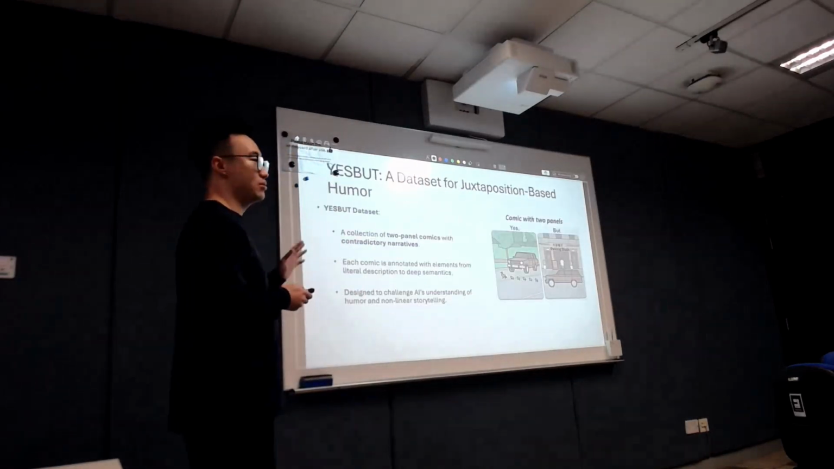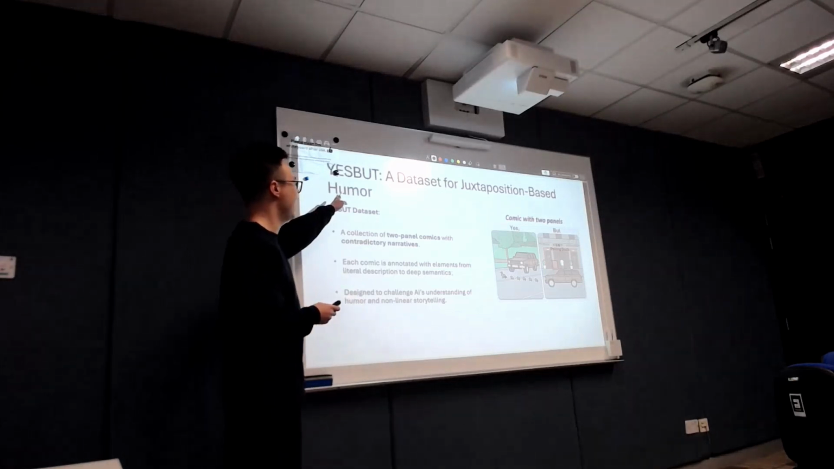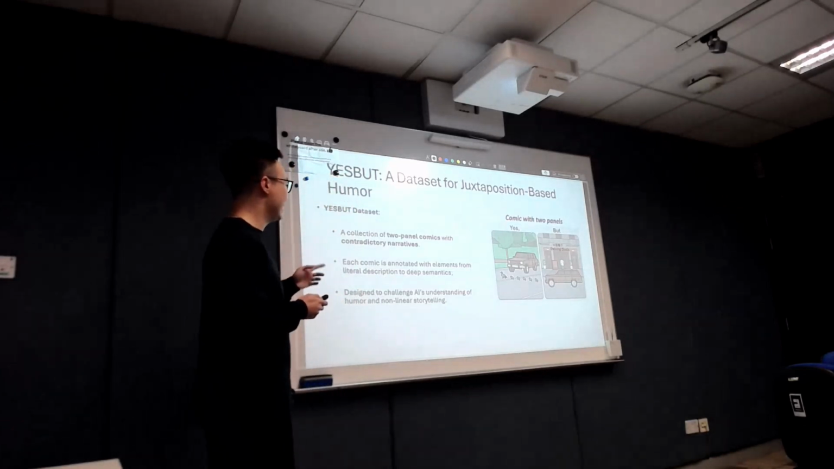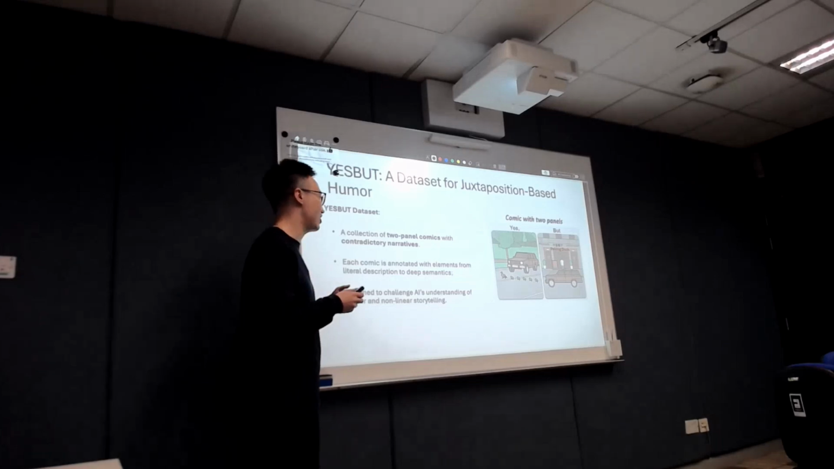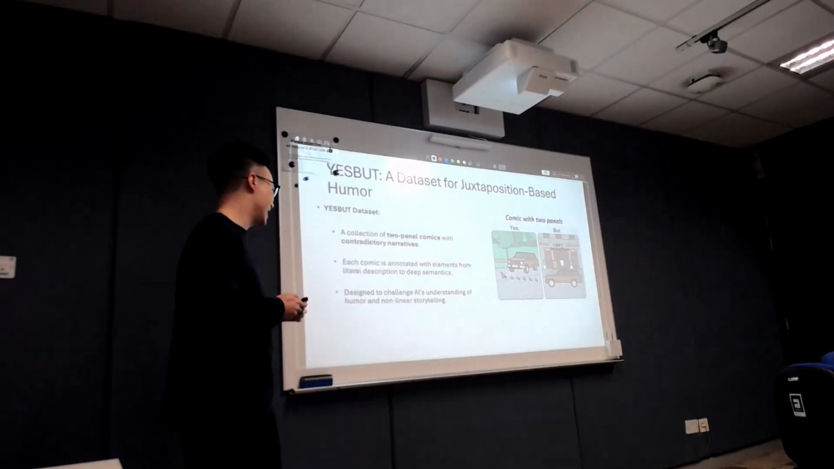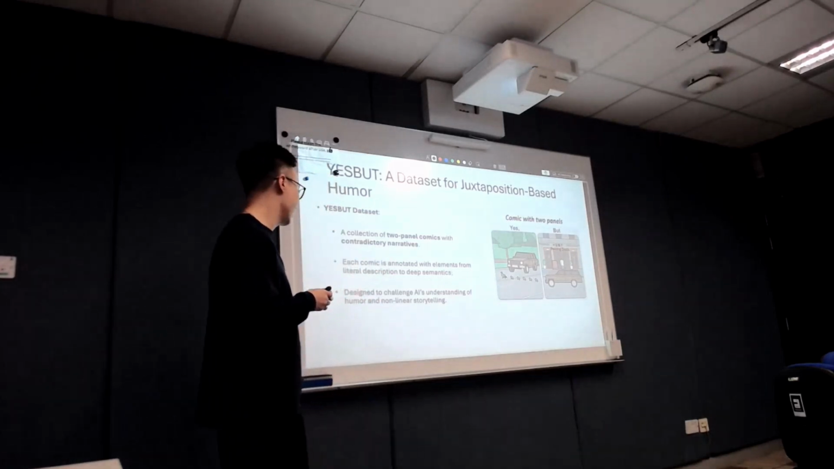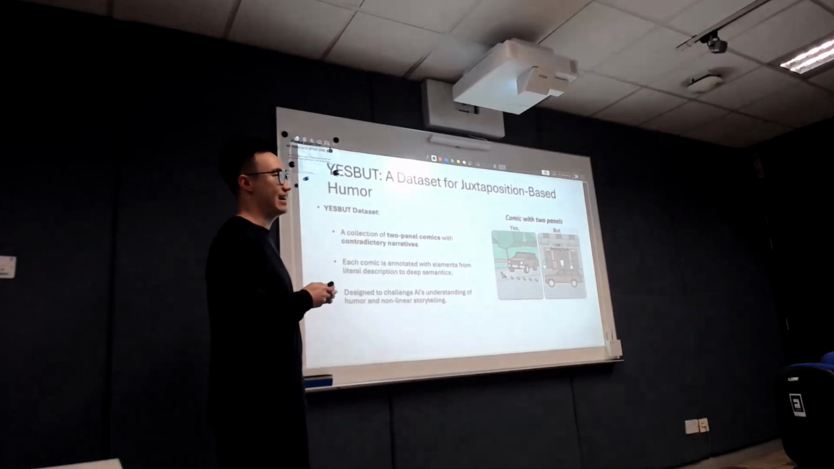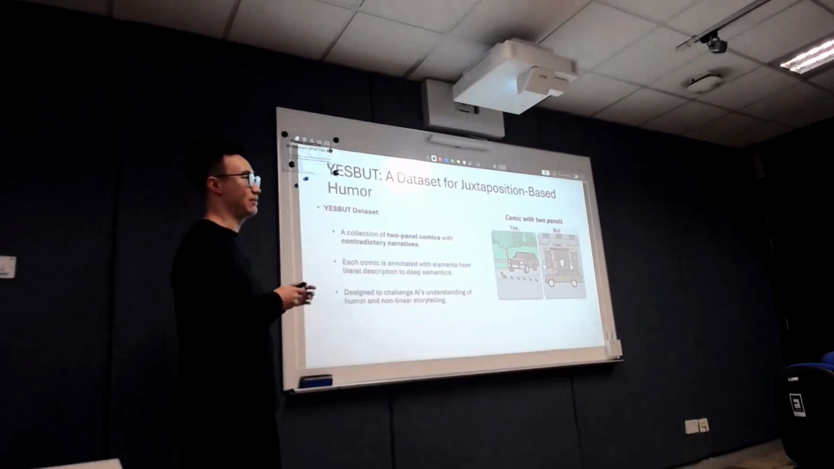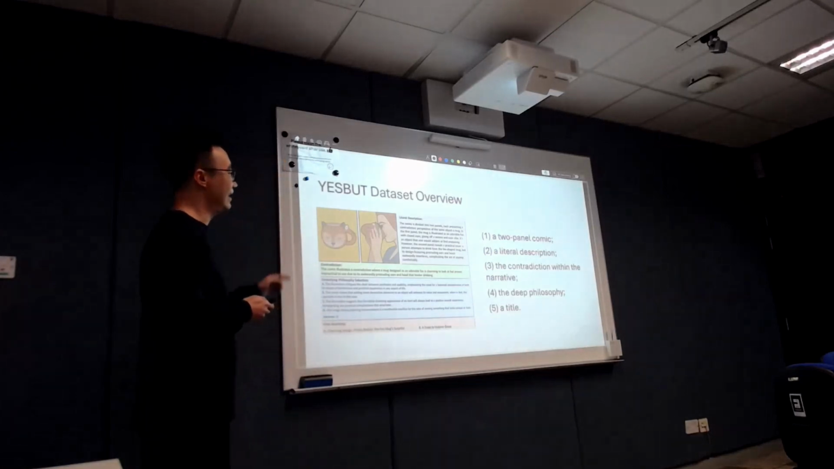To study this task, we first build a new data set called ESBAT, a data set for juxtaposition-based humor. Our data set contains a collection of two-panel comics, such as this one, with contradictory narratives. Each comic is annotated with several elements, which I'll introduce in the later parts. Based on these elements, we design a series of tasks to evaluate the model's ability on humor understanding at different levels. Let's first move to our data set.